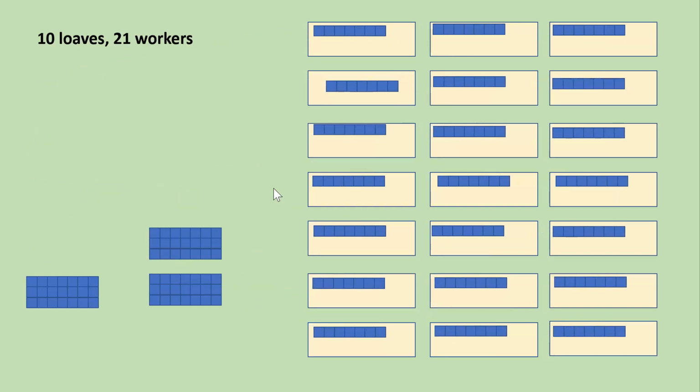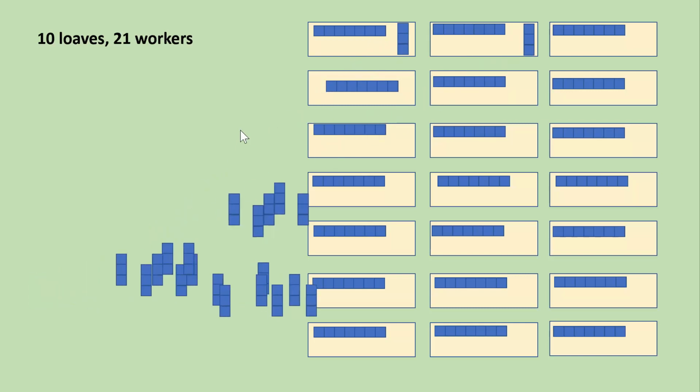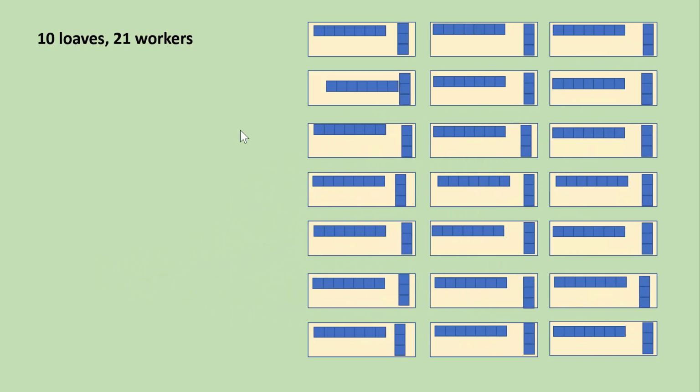And you can see that to do that, we've used up 7 loaves. 7 times 3 is 21. So we've got 3 loaves remaining. And what we can do is split those into sevenths. And so each of those loaves gets split into 7 parts, and everybody gets the same. So the answer here is a third, add a 7th.